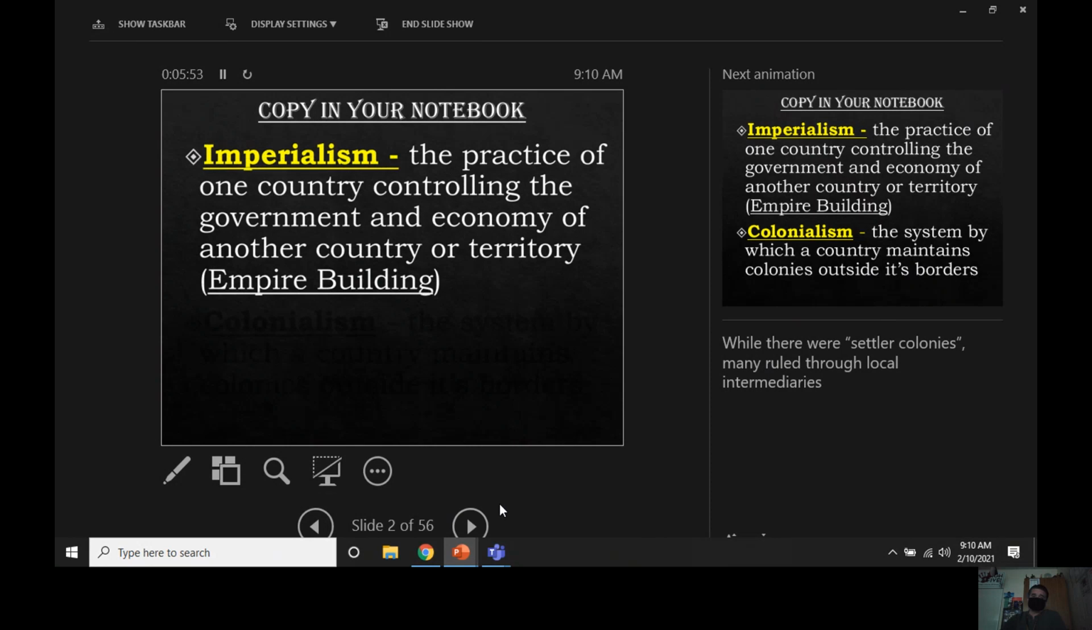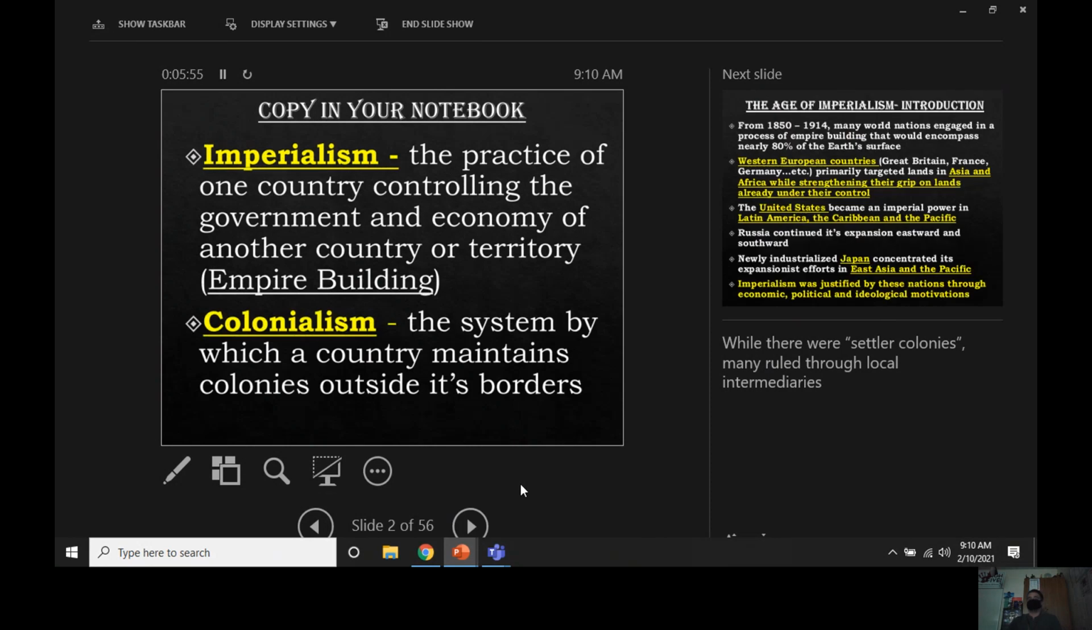So just a reminder, and you should have gotten this yesterday, but for some reason you didn't, basic definitions. Imperialism: the practice of one country controlling the government and economy of another country or territory. Easiest way to think of it, just empire building. The word itself, imperialism, spelt differently, but empire is there. Part of imperialism oftentimes is colonialism, the system by which a country maintains colonies outside its borders.